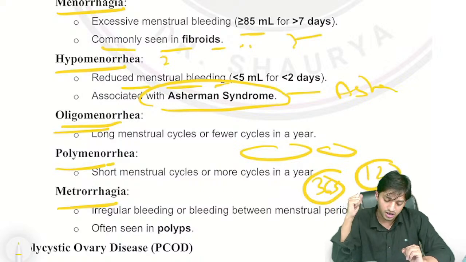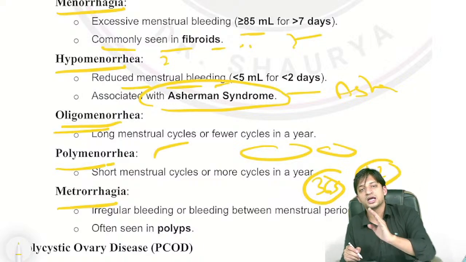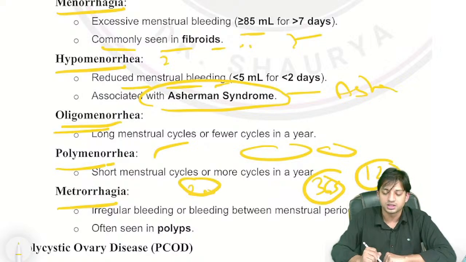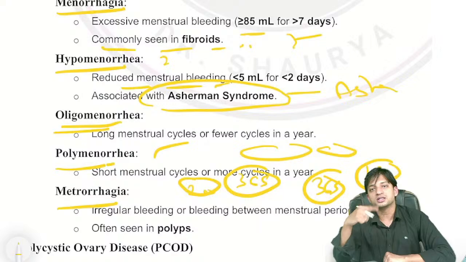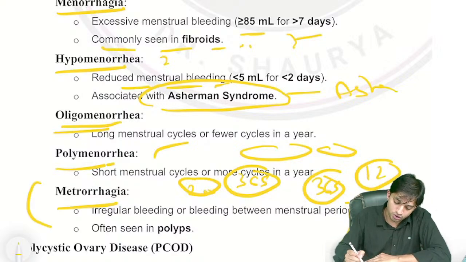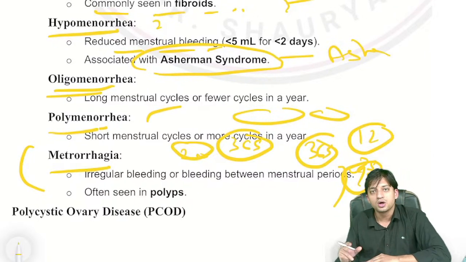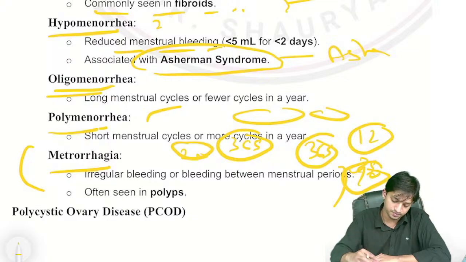So oligomenorrhea, right? Polymenorrhea, what will happen? Short menstrual cycles, suppose the cycles become less than 20 days. What will happen? You have 365 days in a year, so the number of cycles in 1 year will increase very much. That is polymenorrhea. Coming to metrorrhagia, irregular bleeding or bleeding between menstrual periods, right? Often seen in case of polyps.